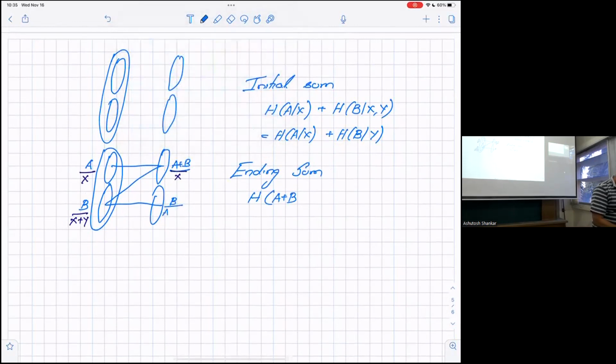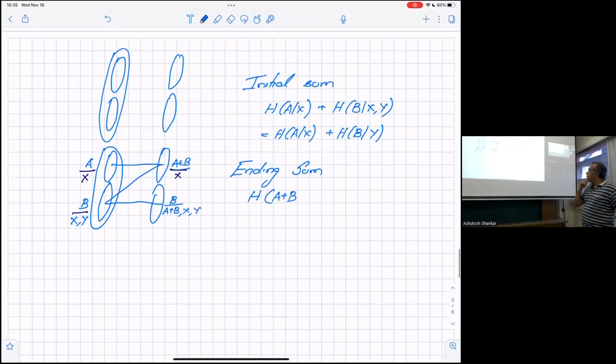B, its history will be A plus B. But it is not x plus y, it's x comma y. We'll have all of this in its history. What we want over here is h of A plus B conditioned on x plus h of B conditioned on A plus B, x, y.